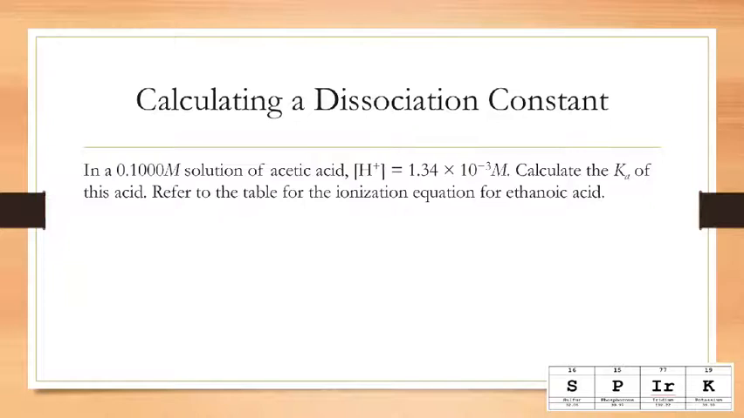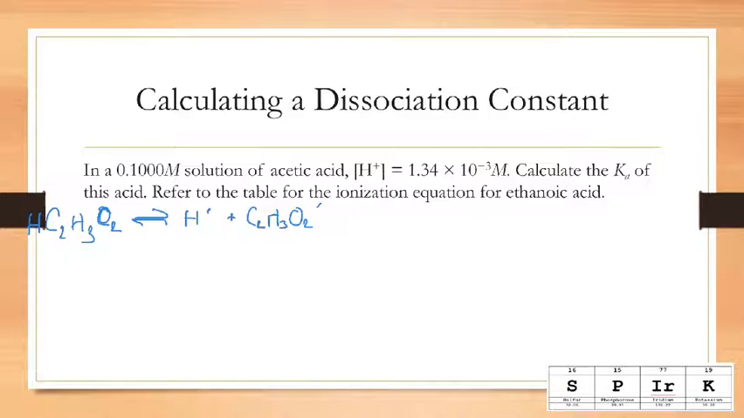So we're going to look at a new skill that we have not encountered yet, and it is called an ICE table. And ICE stands for initial, change, equilibrium. So what we're going to do first is we're going to write our chemical equation. So we have acetic acid, or ethanoic acid as they call it, but they are the same thing. So acetic acid is HC2H3O2. And when we put that in water, it dissociates into H+ and C2H3O2-.